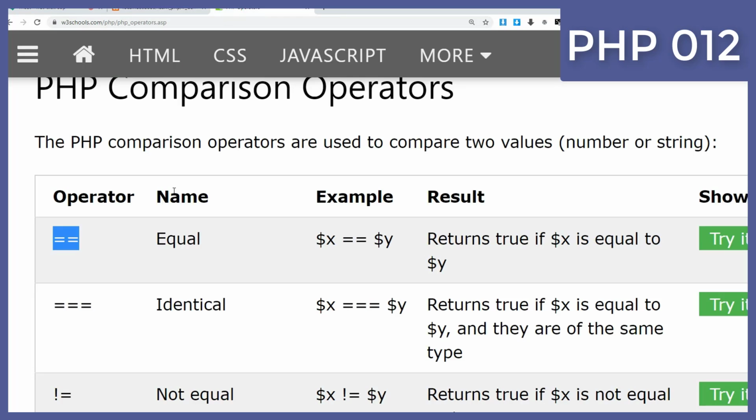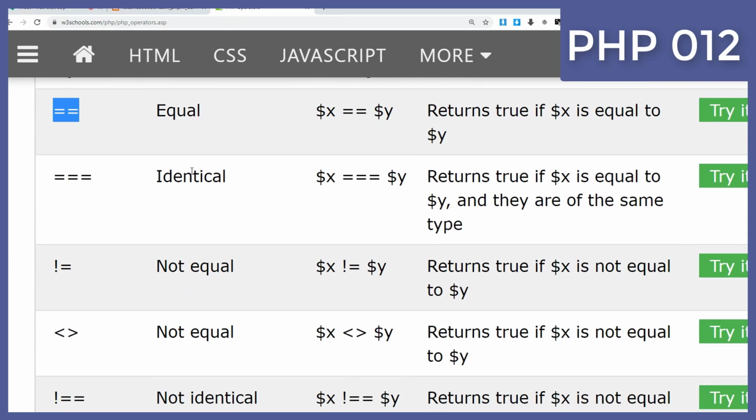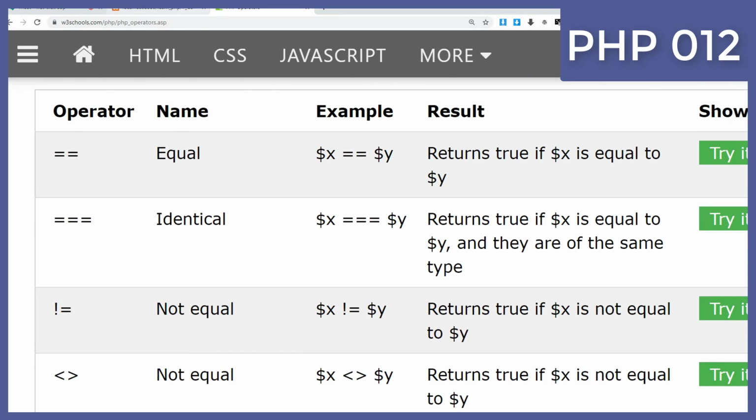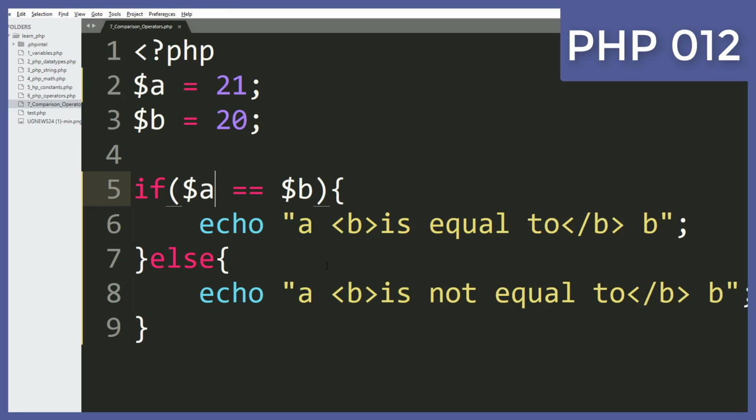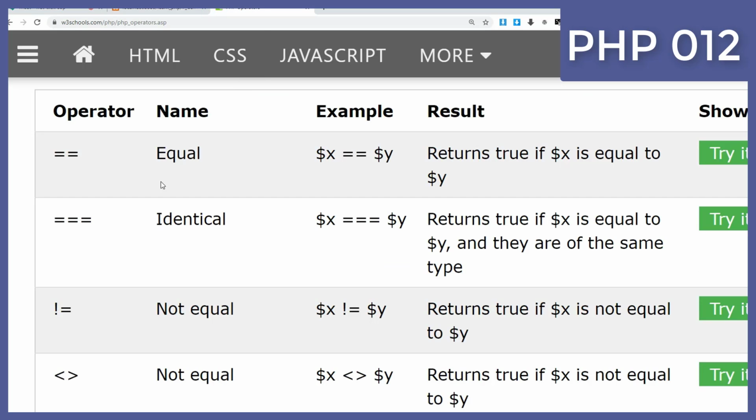We are going to look at the identical. So we have just seen the equal sign, but you could be wondering, then what is the identical? This one checks if the two numbers are equal, but for the three equal signs, it will check if two numbers are identical.